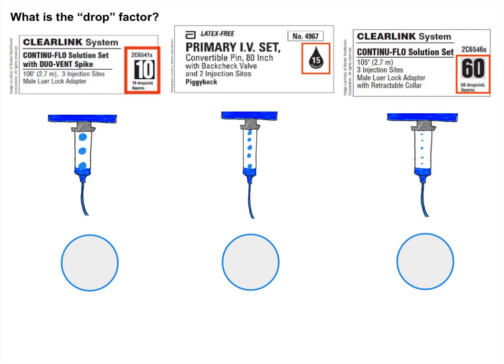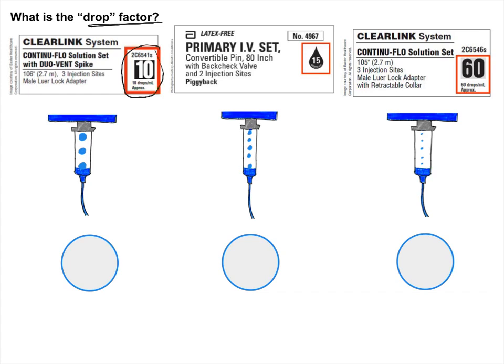On this page, we see a few labels at the top. These are giving us the drop factor. The drop factor is just telling us the relationship between drops and milliliters. It tells us, if we were to look at the packaging, with this first one on the left, that we have 10 drops per milliliter.